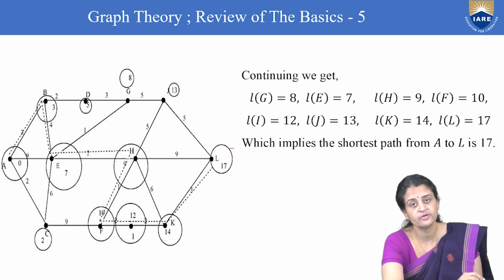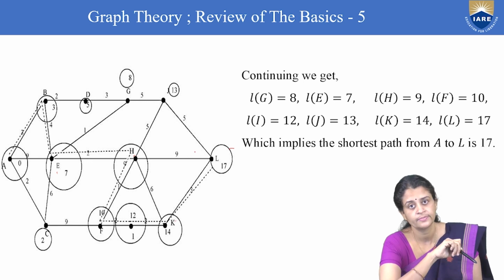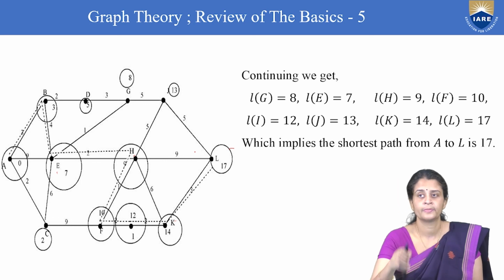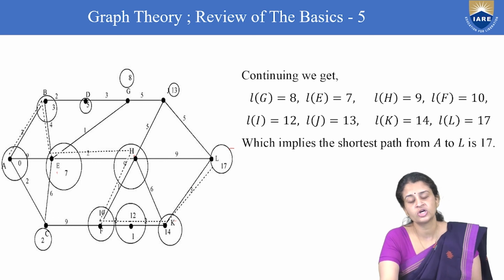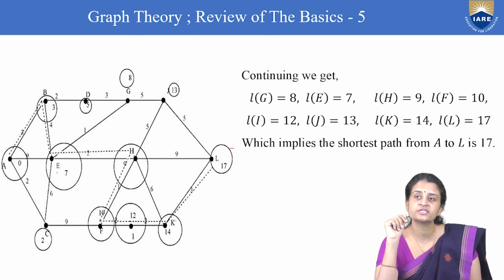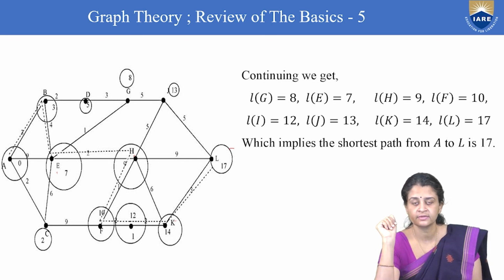And that we follow from A to B, B to E, E to F, E to H, H to F, F to I, then K, then L. Okay, which implies the shortest path from A to L is 17.